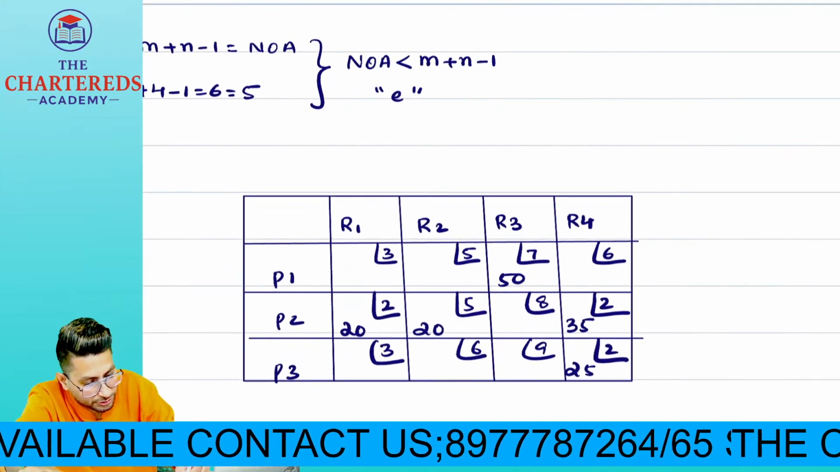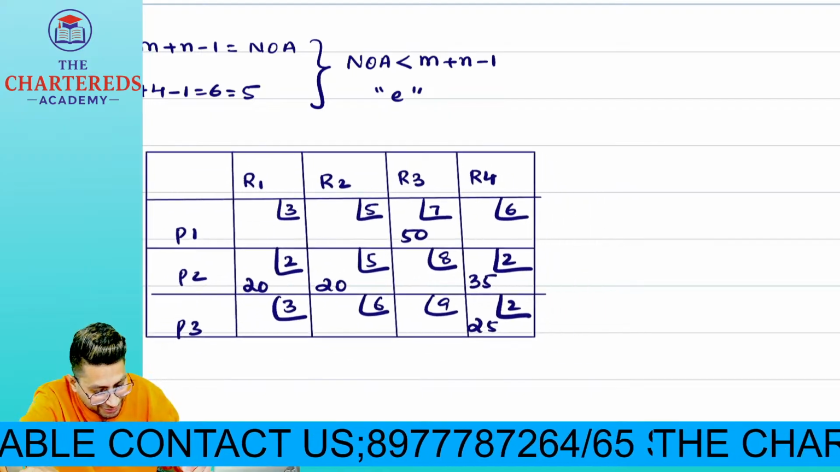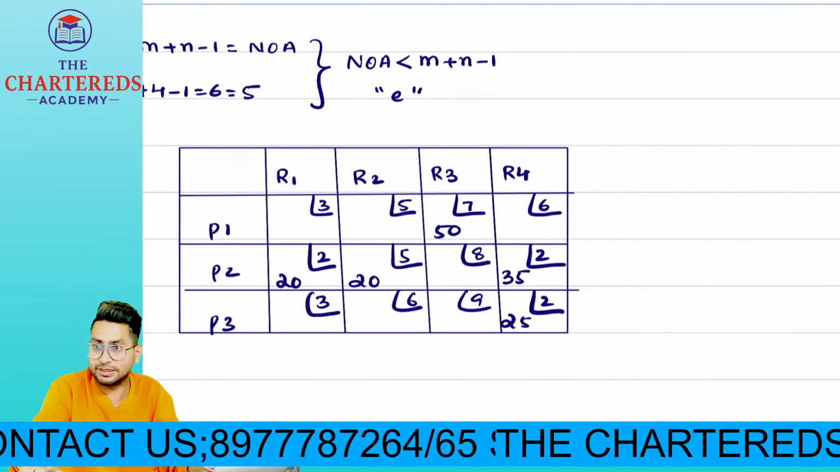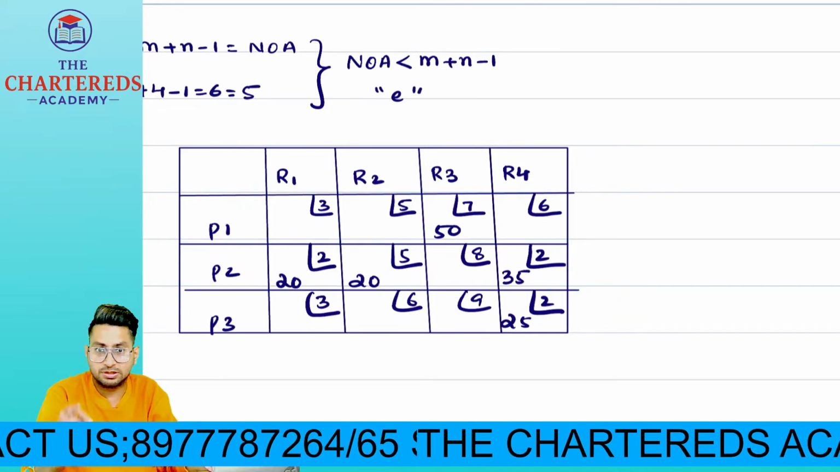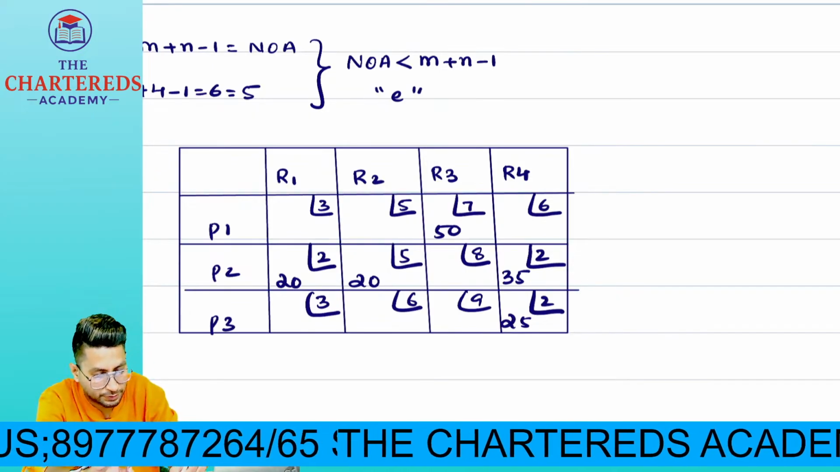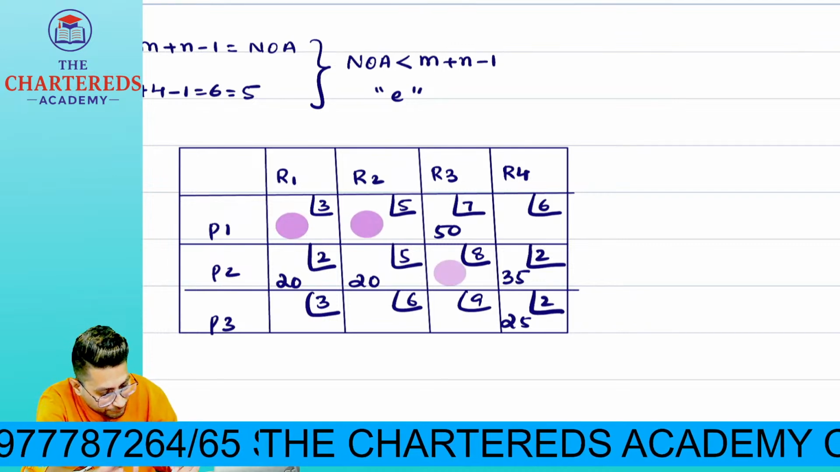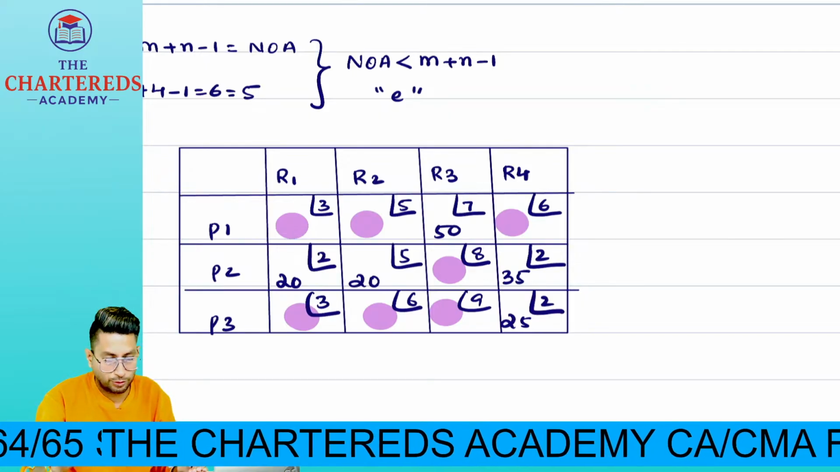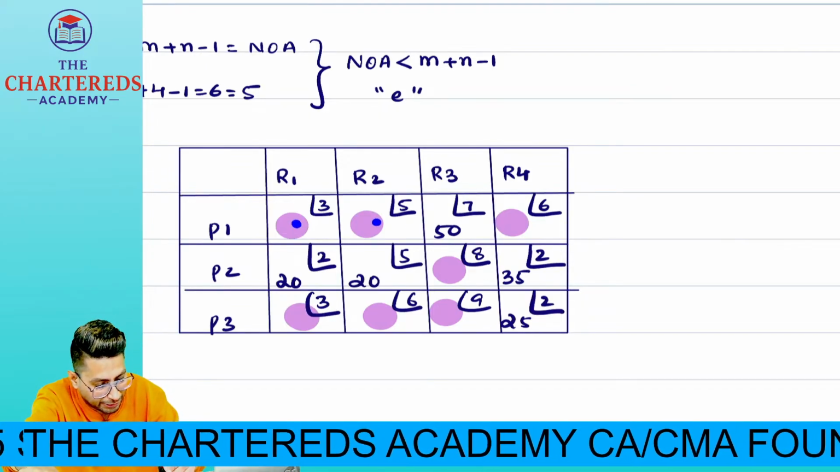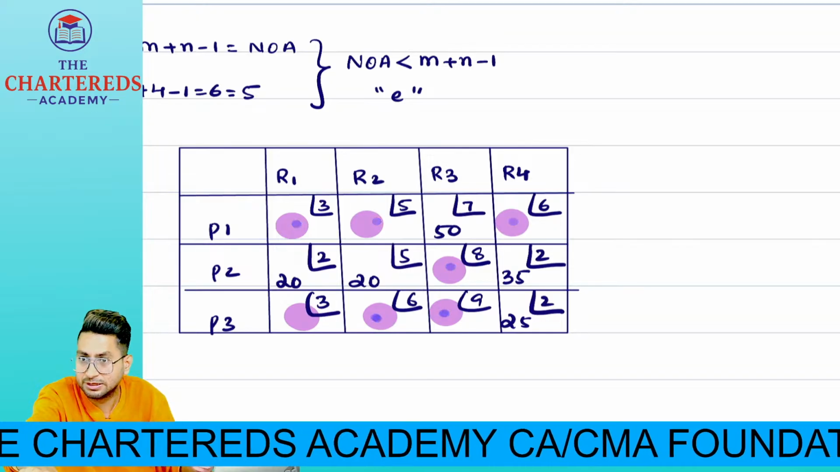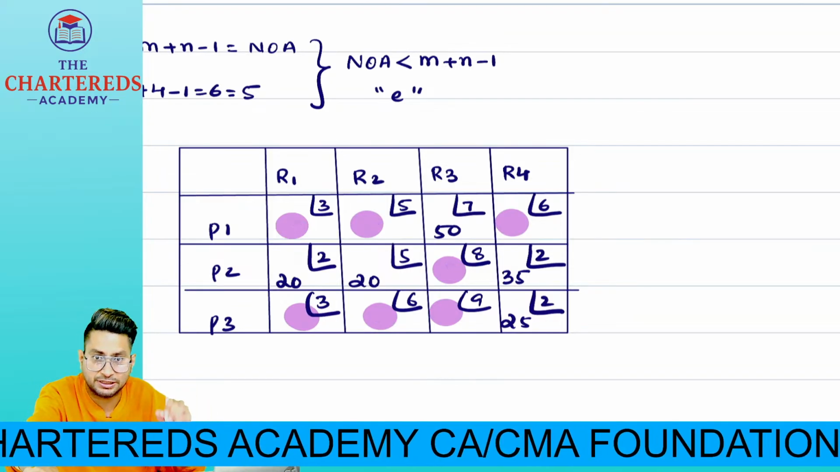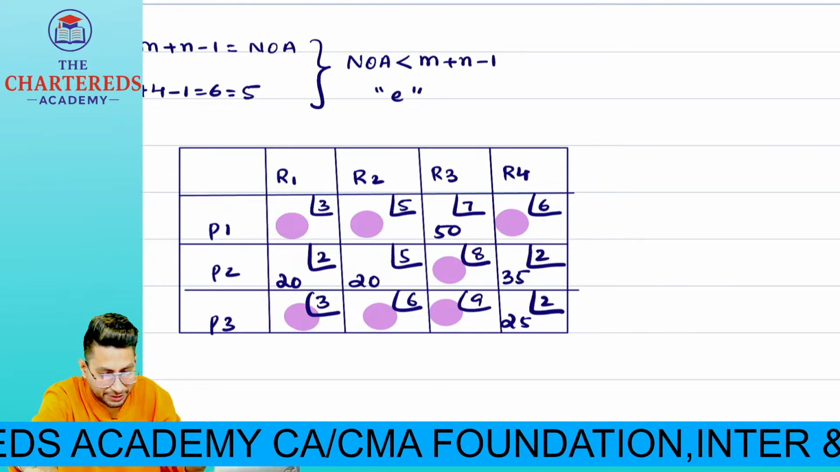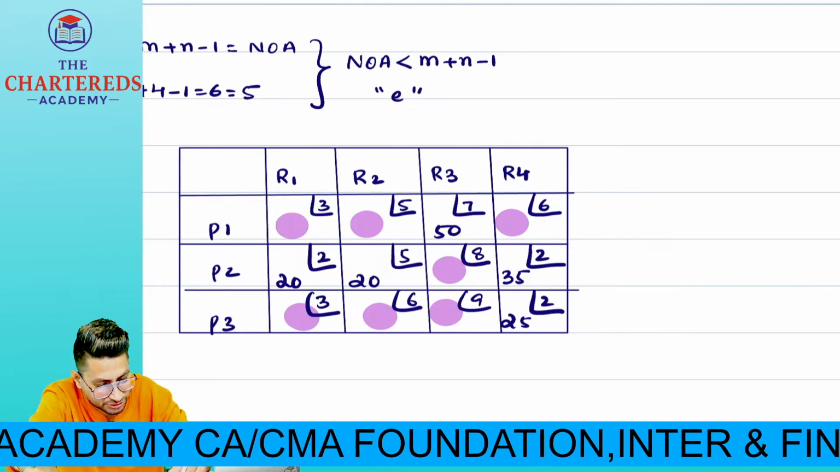Now, because the number of allocations is less than m plus n minus 1, we have to create what? Epsilon, correct? Now, to create epsilon, 3 rules should be satisfied. First, unallocated cell. Second rule is lowest cost. These are unallocated cells, right? What I have highlighted. From here, tell me which is having the lowest cost. Lowest cost is 3, right? Unallocated cell where lowest cost is 3.